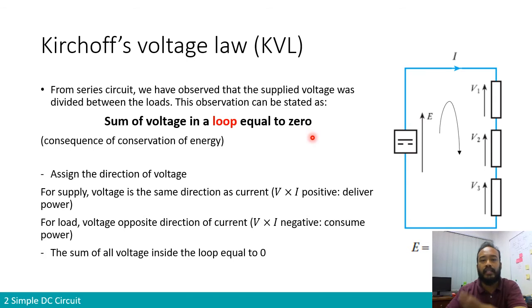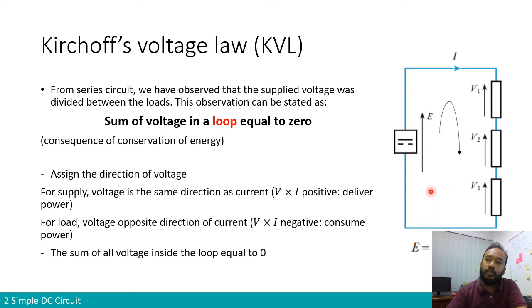Okay, so in KVL there are 2 prerequisites. The first one is to be able to identify what we call a loop. A loop is basically a network of a load and supply, or even if you don't have a supply, a connection of a few components in what we call a series configuration. This is what we call a loop, right? What we are accounting for in KVL is basically the voltages. It's not current. So the equation is related to voltages.